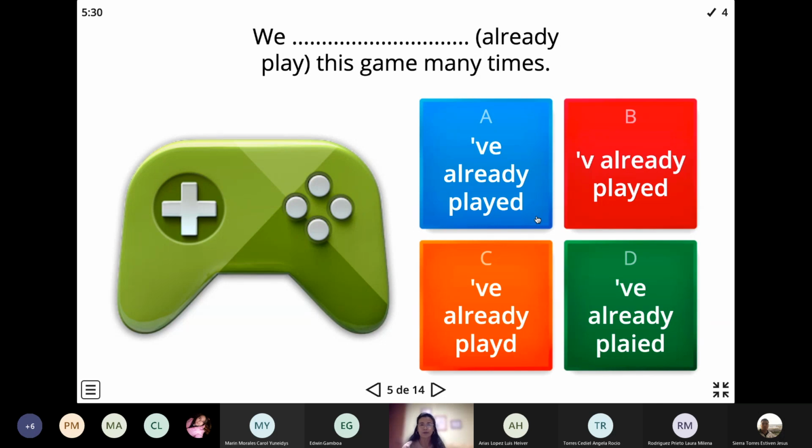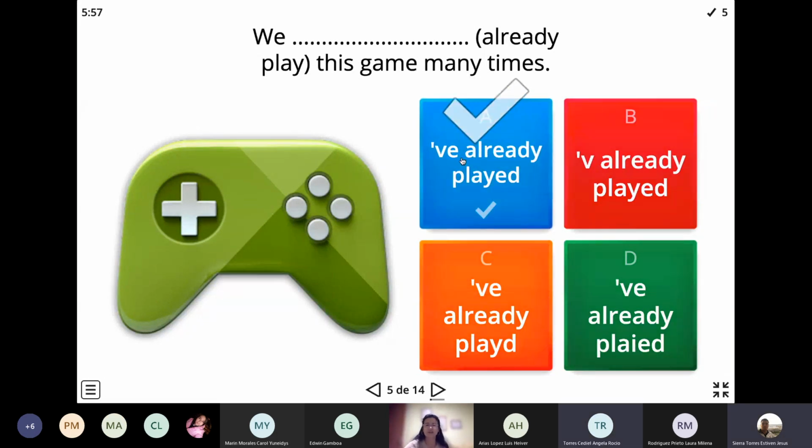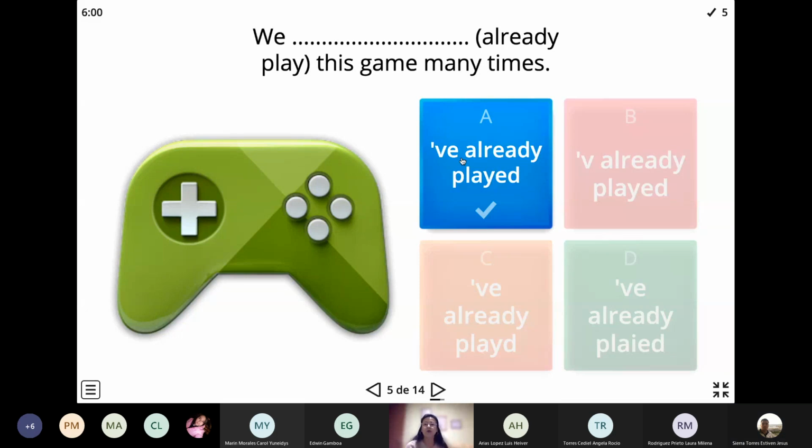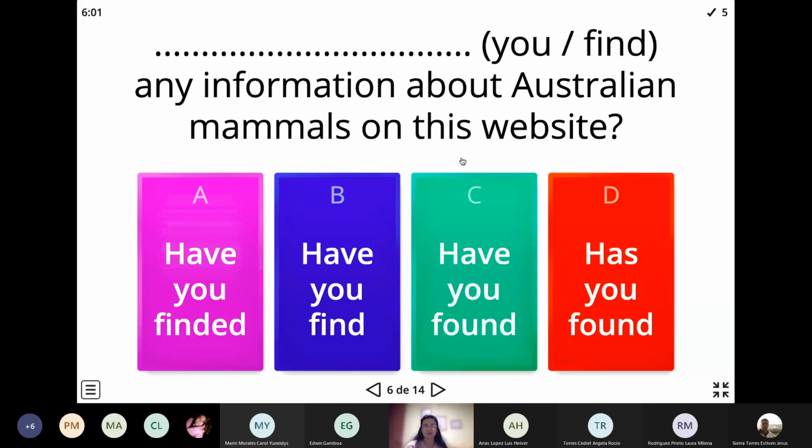Okay. Now, complete the sentence with already played. We've already played. Look at how it is written. We've already played. What is the appropriate option? A, B, C, or D? A. Very good. We've already played. Very good.